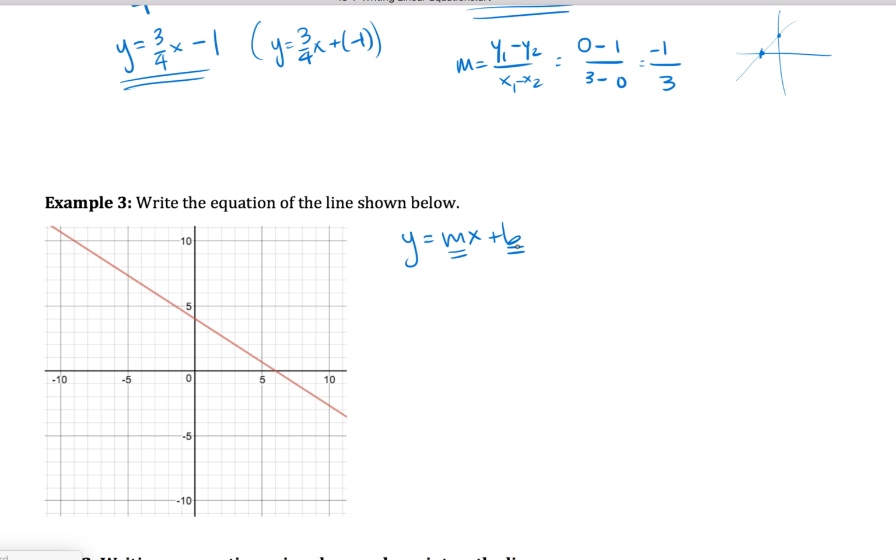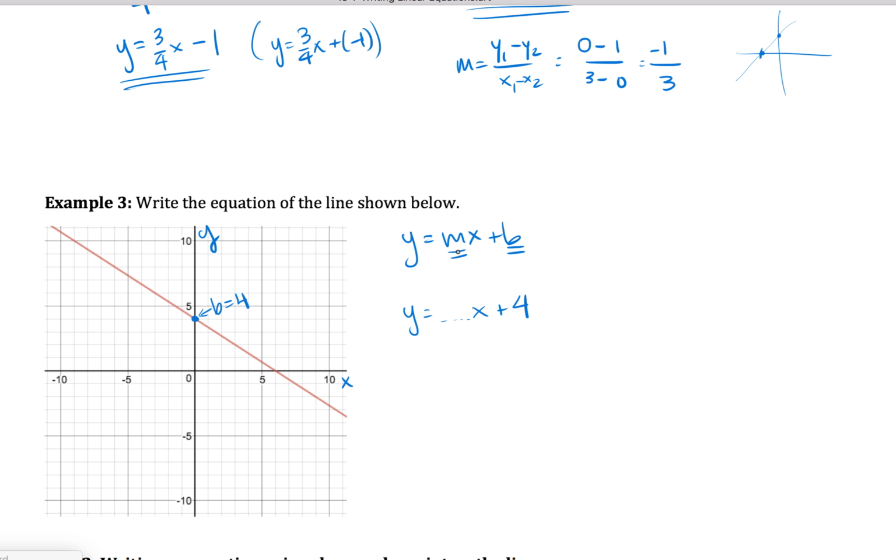Let's start with the y-intercept. That's the place where we're crossing the y-axis, or the vertical axis. So I look at that line, and I can see it's crossing the y-axis right there. So what value of y are we crossing at? That looks like a 4 to me, right? So our b value is 4. So I know my equation will be y equals something times x plus 4.